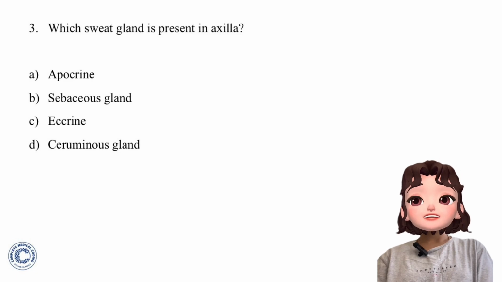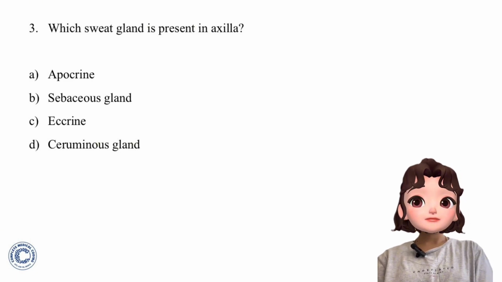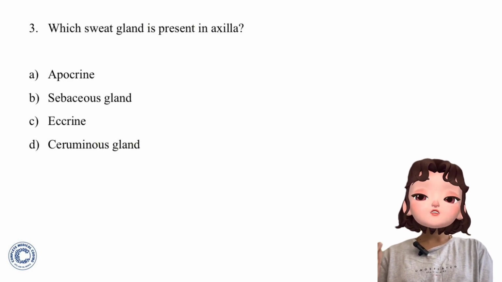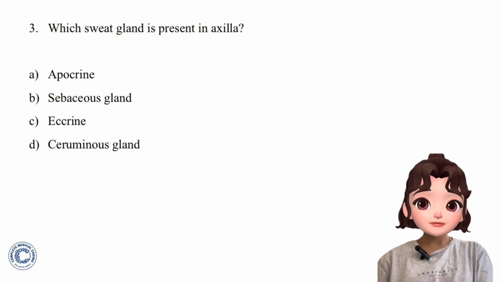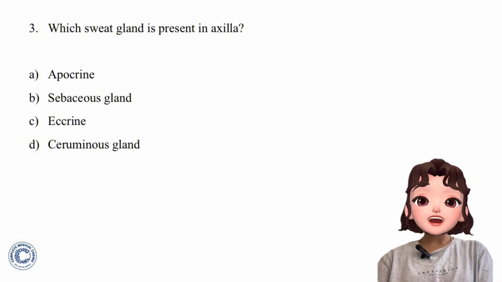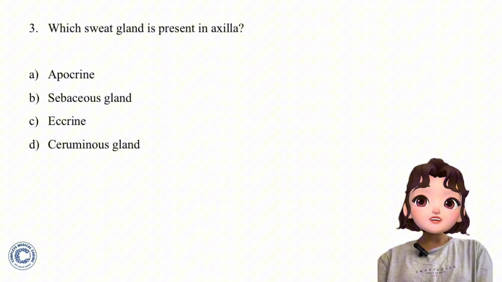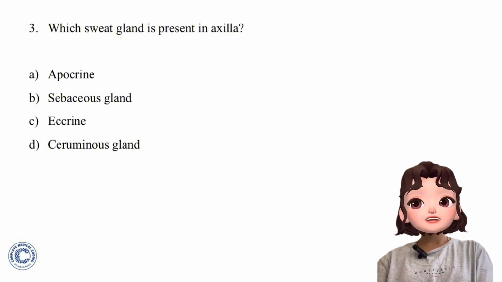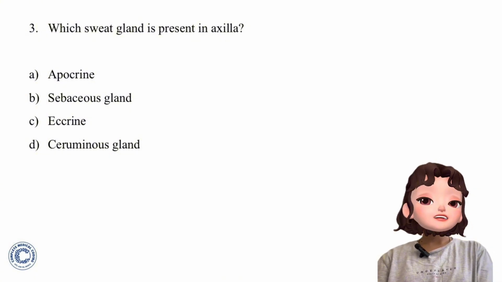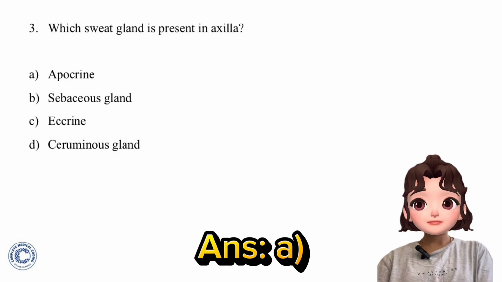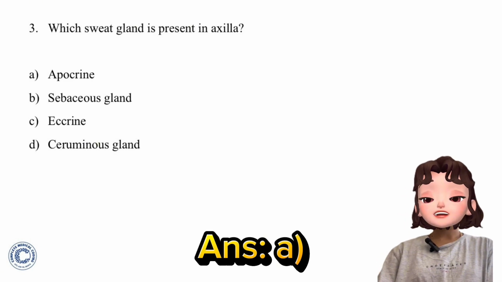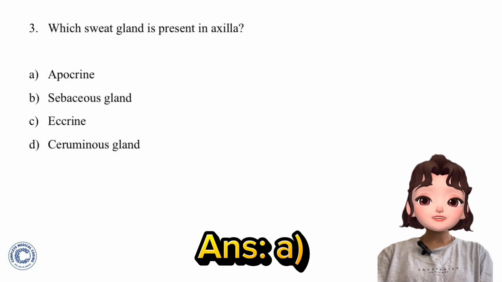Which sweat gland is present in the axilla? Axilla, which sweat gland is present? Option A, apocrine. Option B, sebaceous gland. Option C, eccrine. And option D, ceruminous gland. So which sweat gland is present in the axilla? Answer is option A, apocrine. Apocrine gland is the gland which is present in the axilla.